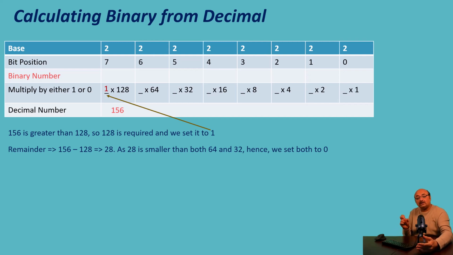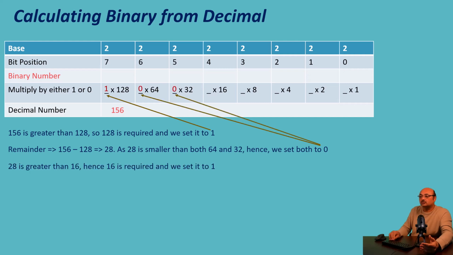Now this 28 I compare with the next number, which is 64. Do I need 64 for achieving 28? No. So I turn it off. I compare it with 32. Do I need 32 to achieve 28? No. So I'll turn both of them off, zeros. Then I compare 28 with 16. 28 is definitely bigger than 16, so I do need 16. I'll set it to 1.